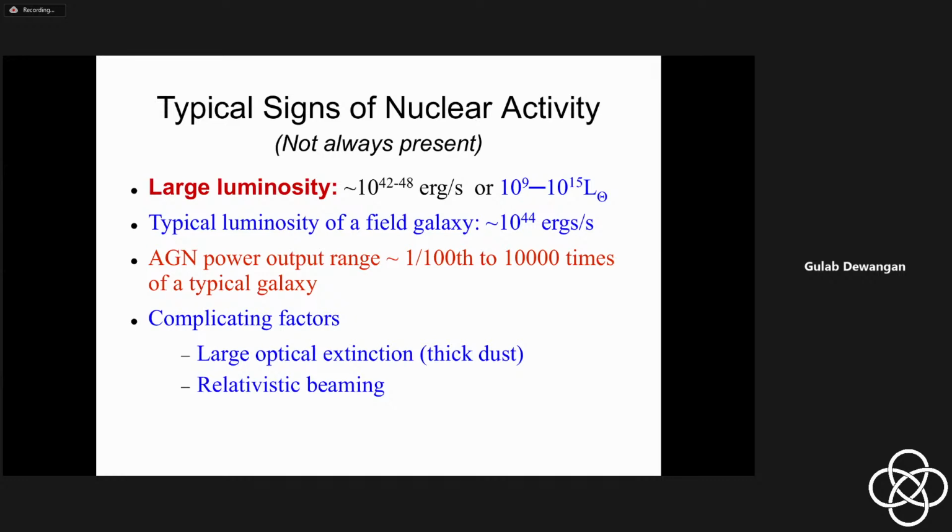And when you try to measure the luminosity, there are of course some complicating factors. For example, in some objects, there may be a central dust layer passing through the nucleus. In this case, the luminosity may be underestimated. Then in some other cases, there is relativistic beaming. In such cases, you may be overestimating the actual luminosity.